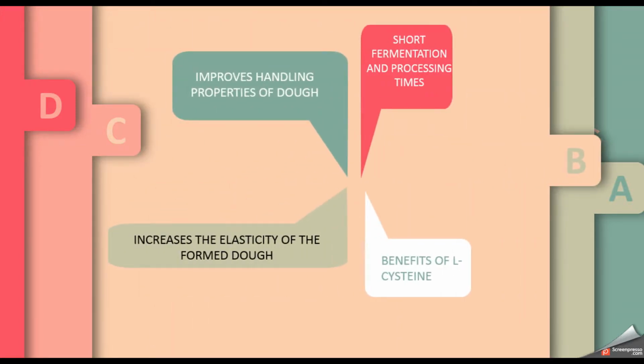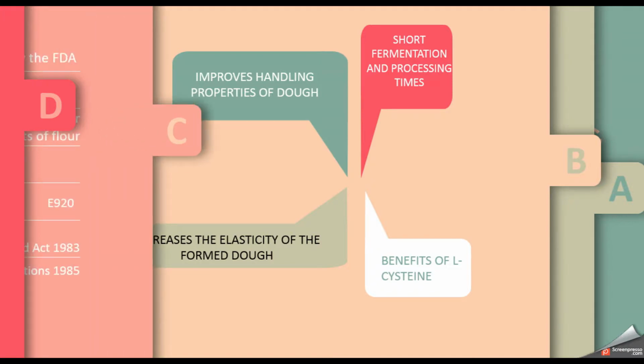The benefit of L-Cysteine in bread making is that it can improve the handling properties of dough as it is non-sticky. It also can increase the elasticity of the formed dough, and it shortens the fermentation and processing times.